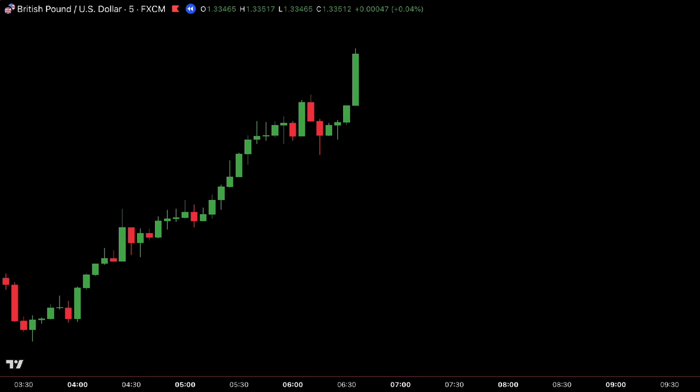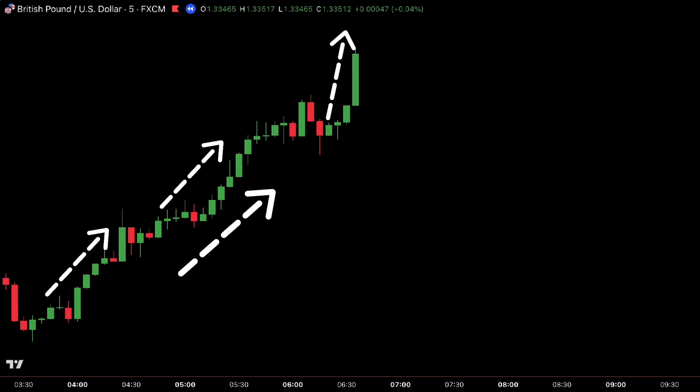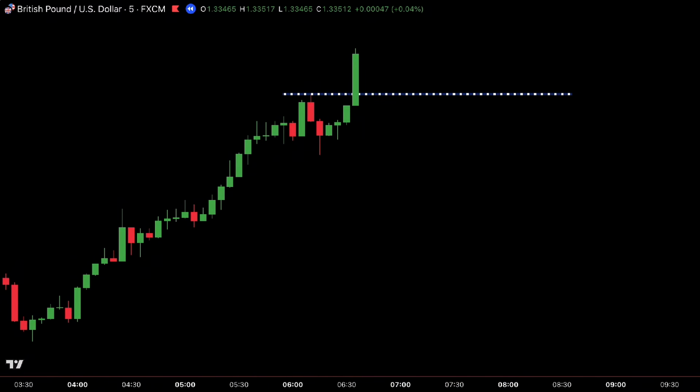This is the British pound US dollar 5-minute chart, and the market is clearly trending upward, showing that buyers are firmly in control. We have a clean sequence of impulsive bullish moves, one impulsive move, another impulsive move, and another strong impulsive leg pushing the trend higher. Here, a resistance level was broken aggressively, and that same level turned into support.